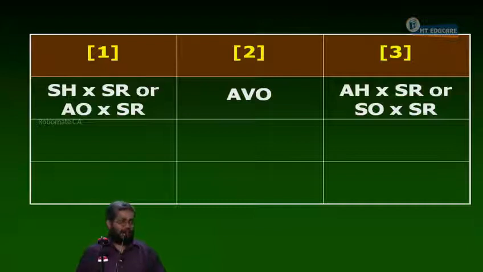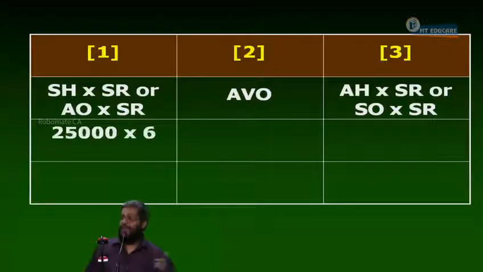Can I start putting the numbers? Any number you want, you can use for doing the calculation. Now, SH into SR or AO into SR. AO is how many units? 25,000 units. What is the SR per unit? 6. So 25,000 units into 6.